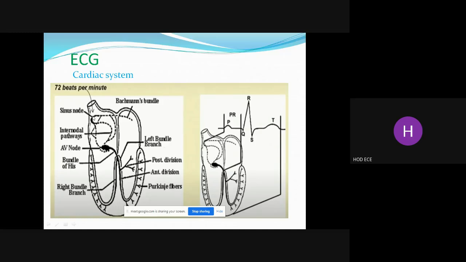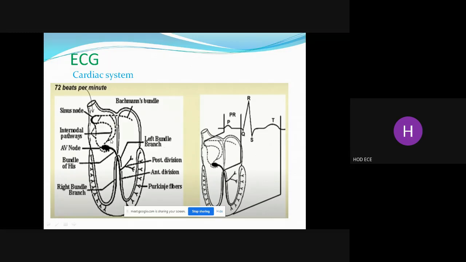Because of the generated potential near the sinus node, it will be spread to the entire part through the walls of the atrium. Okay, and this way the potential will be spread to the Bachmann's bundle. Because of this potential and its spread, the compression in the atrium takes place. When there is a compression in the atrium, the blood will be pumped downwards.